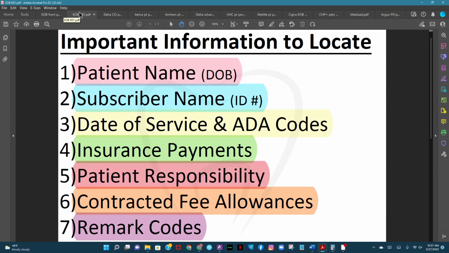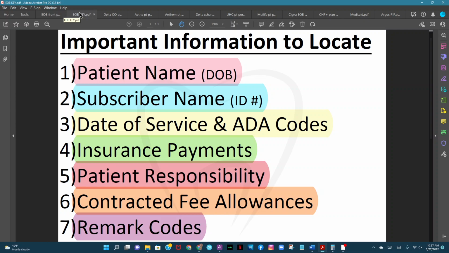Don't confuse the patient name with the subscriber's. Although the subscriber's name and ID are not always necessary, they are both important when dealing with denials, so I have highlighted those in blue. Next, you will need to know the date of service and the code submitted for services rendered. I have highlighted both in yellow, as you will need these when comparing to the patient's account in EagleSoft.